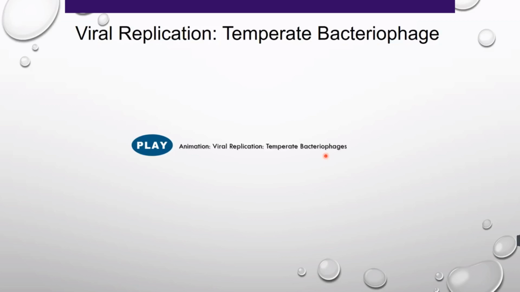So why does it go through all that? Well, one of the main reasons for a temperate bacteriophage is to increase the numbers. Bacteria grow very, very rapidly, and if the virus is associated with the genome of the bacterium, it's going to grow rapidly too. You're going to get more copies. So we're going to get a high copy number of the actual virus. So it's a survival strategy for that specific virus.